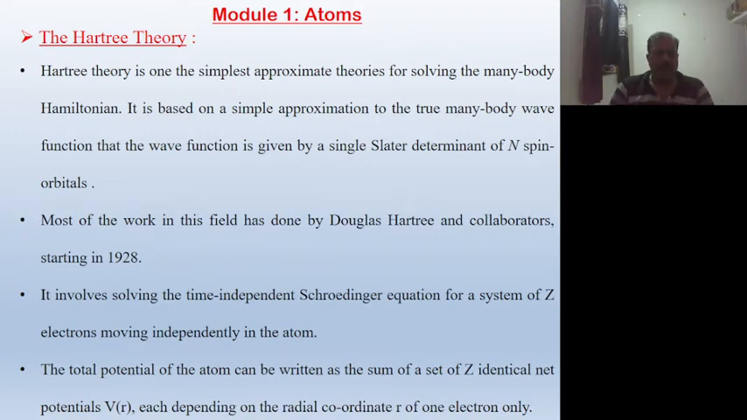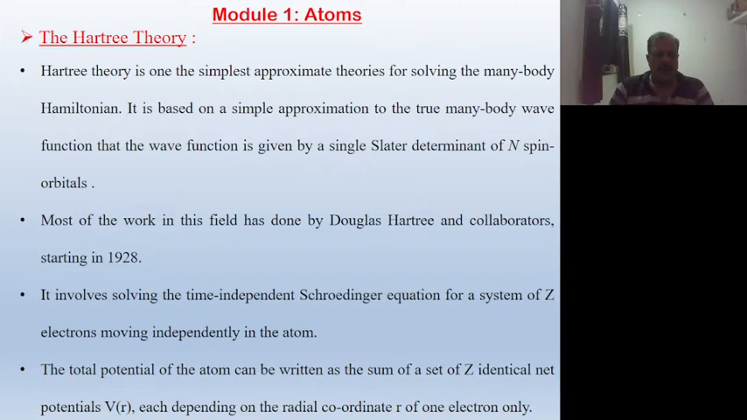The Hartree theory is one of the simplest approximate theories for solving the many-body Hamiltonian. It is based on a simple approximation to the true many-body wave function, that the wave function is given by a single Slater determinant of n spin orbitals. This theory is used for n spin orbitals. In the last lecture we discussed only 2, 3, 4 spin orbitals, but in this article we have to discuss n spin orbitals.